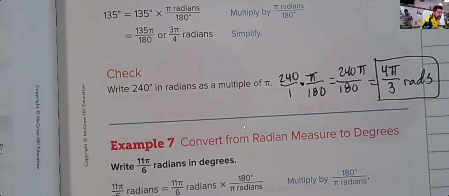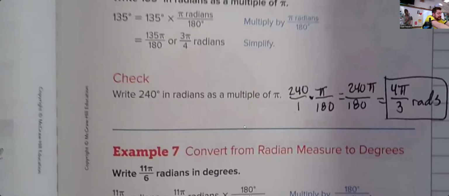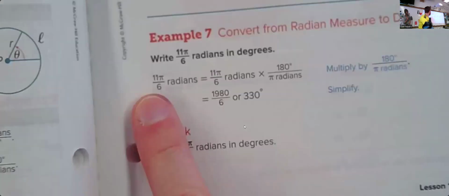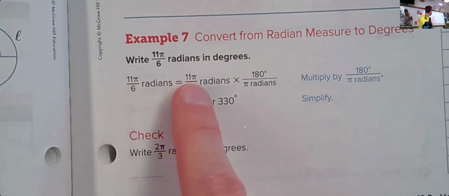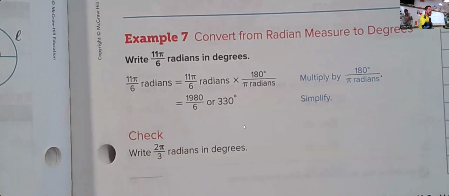Now, moving the opposite direction, we're going to go from radians to degrees. And so we're just going to flip that fraction over, and we're going to multiply by 180 over pi instead of by pi over 180. So the first example we have is 11 pi over 6 radians. And the math you're going to do here is 11 pi over 6 times 180 over pi.